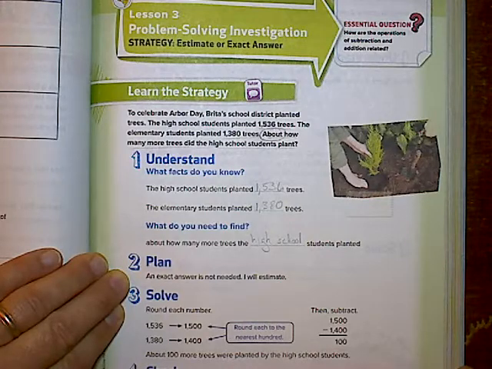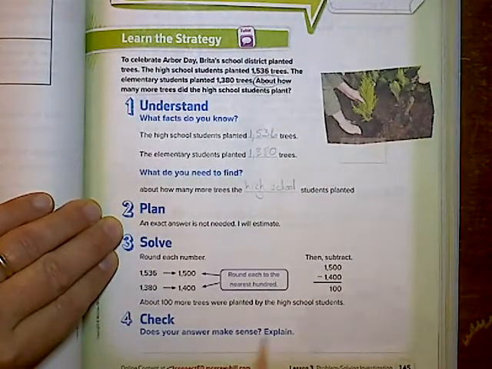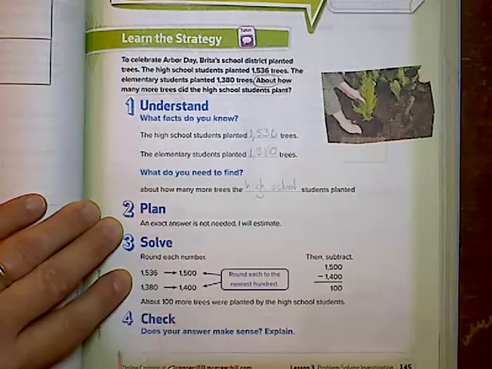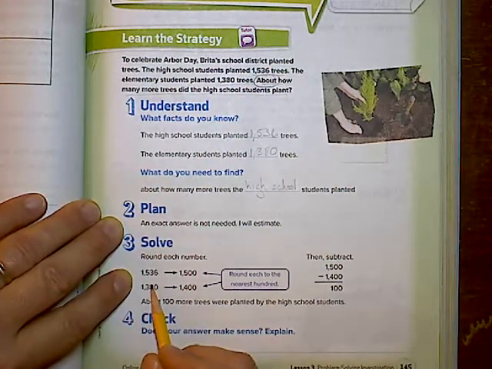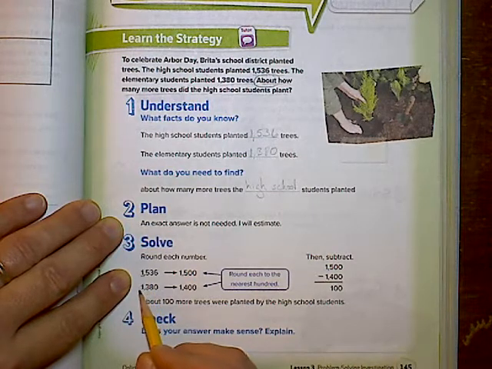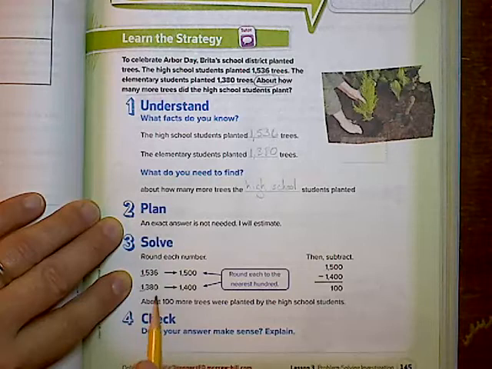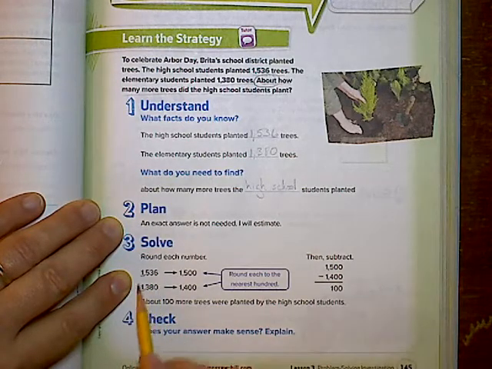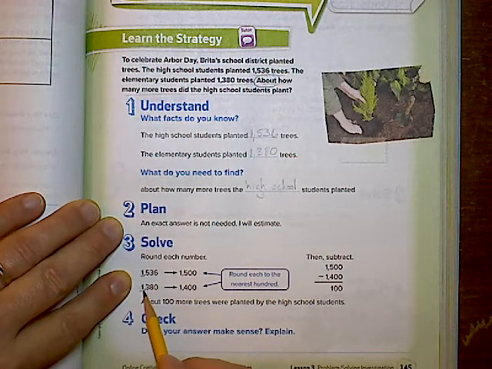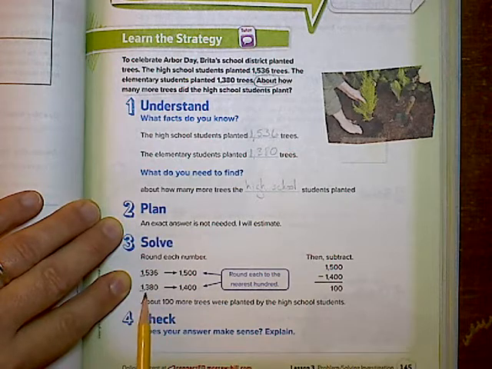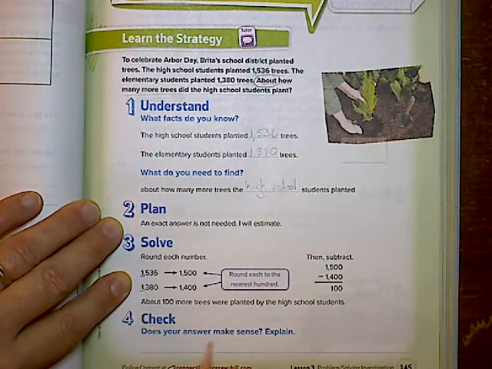So here's what they're going to do. To solve it, they're going to round each to the nearest 100. Now, some of you might say, but Mr. Springer, you always like doing it to the nearest 1,000 if it goes to thousands. And you know what? You are correct. But in this case, because these two numbers are pretty close to one another, 1,536 and 1,380, an estimate using thousands wouldn't really be the best one.